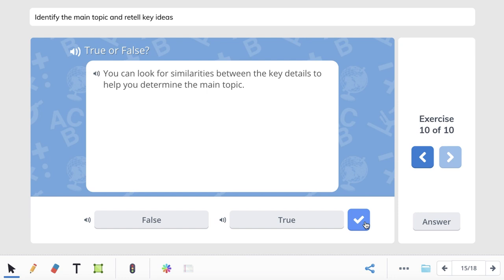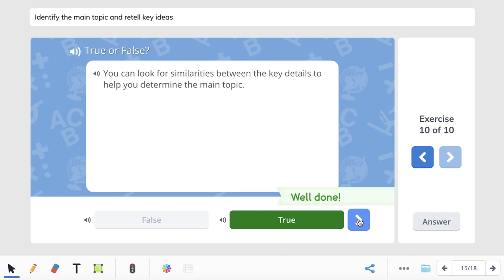Okay, true or false? Last question. You can look for similarities, and remember, similarities are things that they have in common, between the key details to help you determine the main topic. So what this means is, can you look at the details and see what they have in common to find out the main idea? Yes, you can. So that is true.